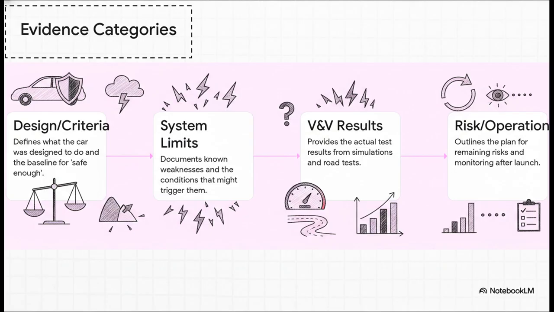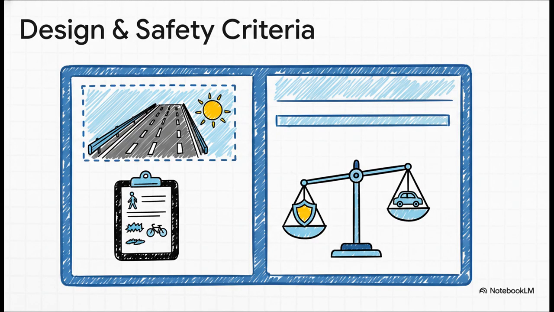First, what was the car even designed to do? And what's our definition of safe enough? Second, where do we already know its weak spots are? Third, what do all the test results actually tell us? And finally, what's the game plan for any risks that are still left over even after launch? Let's break those down.